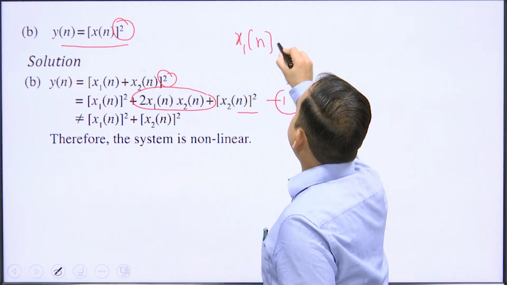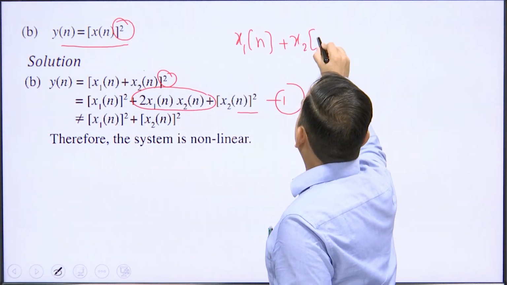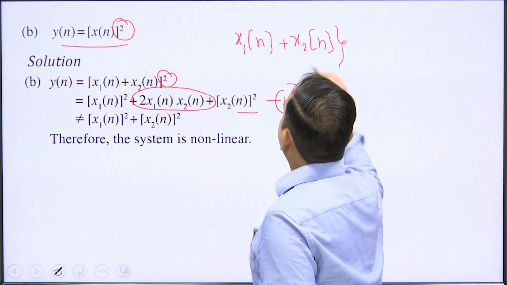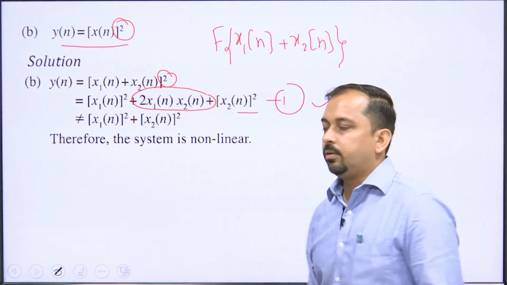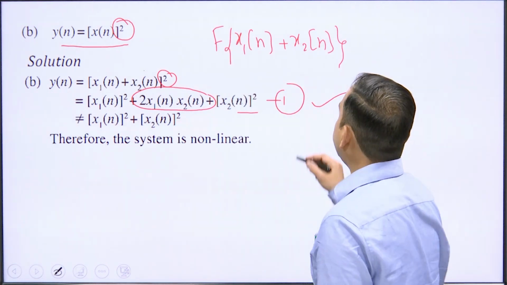So, this signal we are getting when we have x1[n] plus x2[n] and we have applied the system directly. We are getting equation number 1. Now, what is equation number 2?